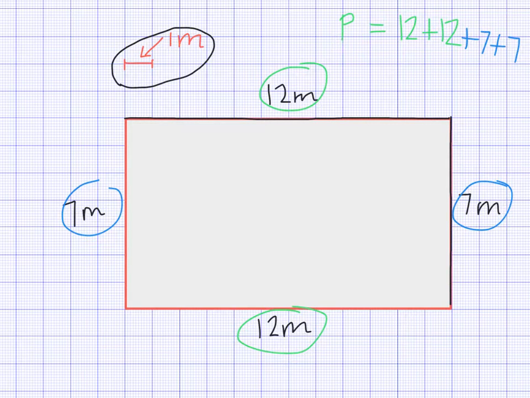Then, the doubles can help you to work it out. 12 plus 12 is equal to 24, and 7 plus 7 is equal to 14. Then you can do 24 plus 14, which will give you a perimeter of 38 metres.